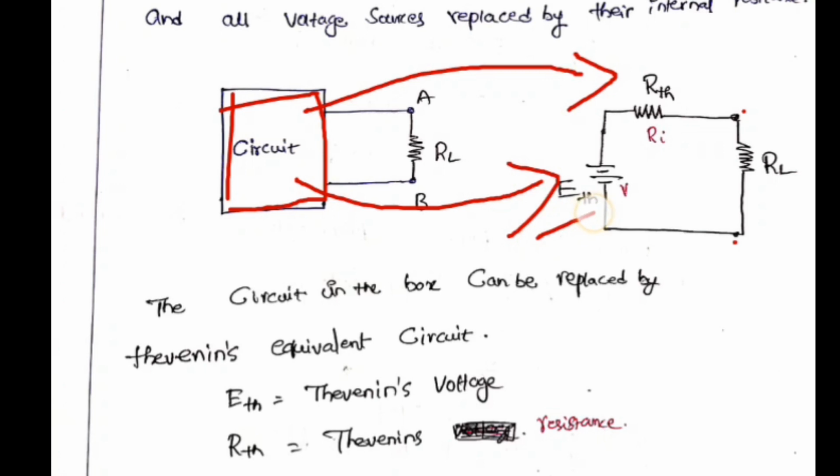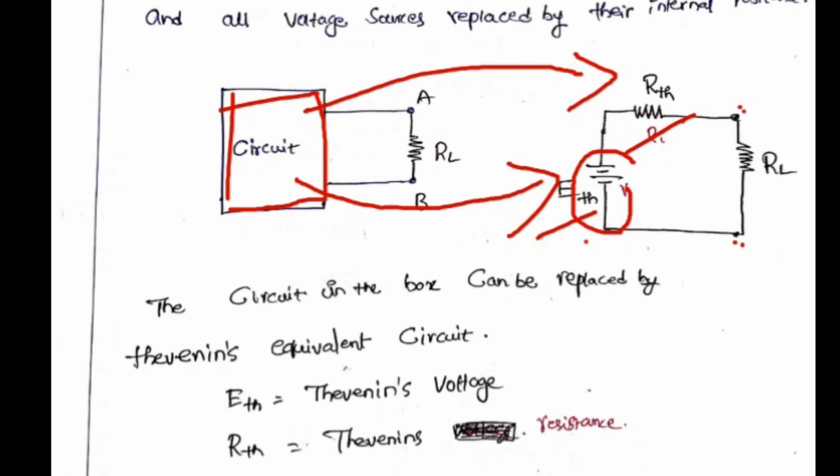The total circuit will be converted to one Thevenin's voltage and one Thevenin's resistance. If you know how to solve Thevenin's theorem, then you can understand easily. The entire circuit will be converted into one circuit, that is Thevenin's voltage and Thevenin's resistance, where Thevenin's resistance is nothing but the internal resistance Ri. V Thevenin means the total internal Thevenin's voltage. RL will be connected.